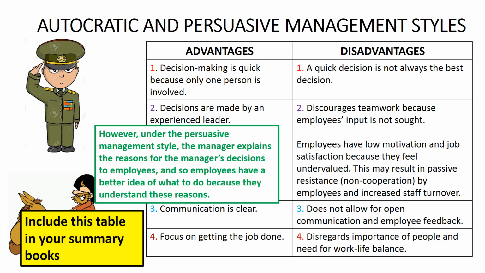However, a disadvantage is that because the autocratic or persuasive manager sees employees simply as the means to achieve outcomes, then employees will not be properly looked after, for example, by being given a reasonable work-life balance. In the short term, the autocratic or persuasive manager might succeed in getting the job done, but in the longer term, this can lead to employees feeling undervalued and therefore either not doing their jobs properly or leaving the business.